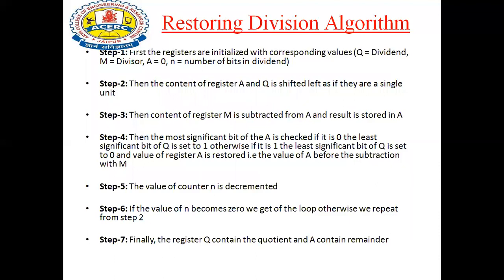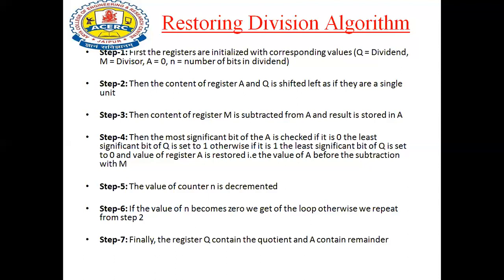The first step is that the registers are initialized with corresponding values: Q equal to dividend, M equal to divisor, register A is set to 0, and n is the number of bits in the dividend. In step 2, the contents of registers A and Q are shifted left as a single unit. In step 3, the content of register M is subtracted from A and the result is stored in the A register.